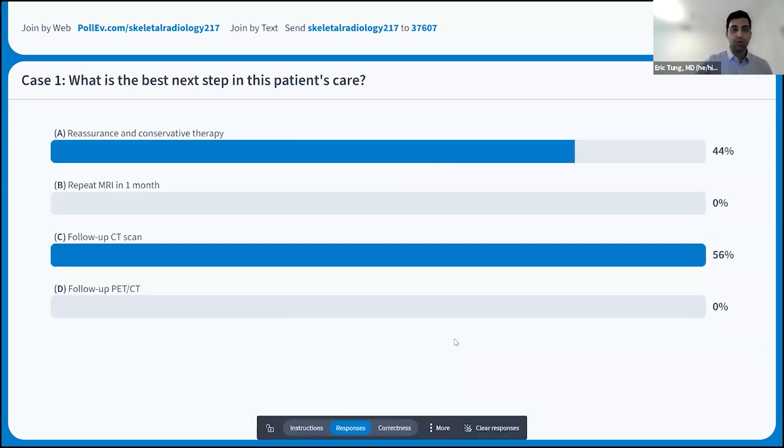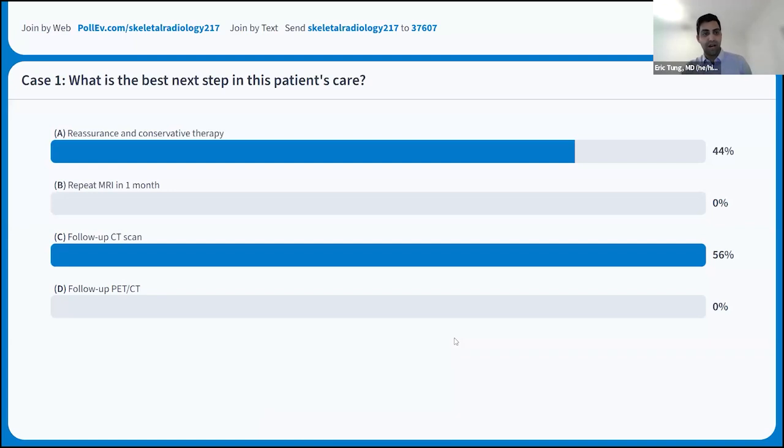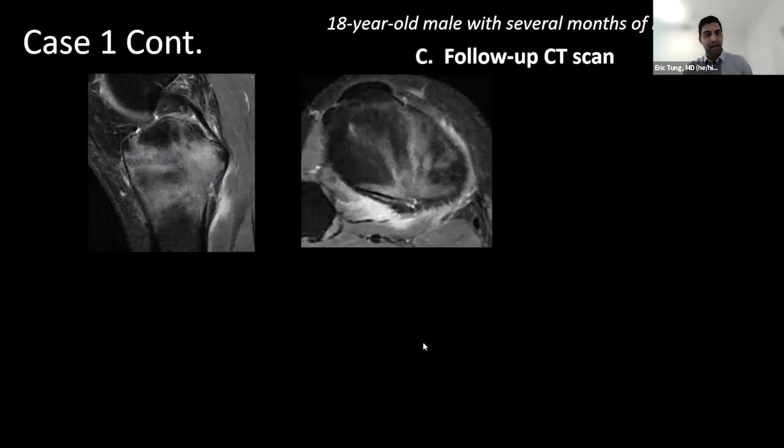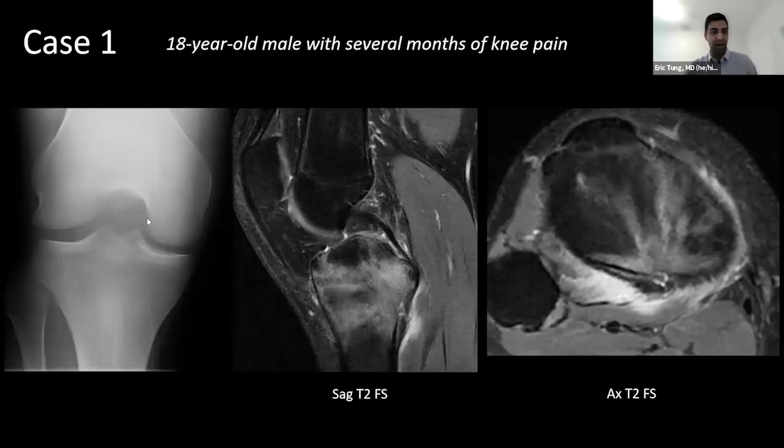Good, and I'll pause it here. So it looks like we have a mixture of people saying follow-up CT scan and reassurance with conservative therapy. When we look at this case, we've got a frontal radiograph, or this looks more like a tunnel view of the knee here, and there's really not much to see here. It's maybe some vague sclerosis if you've got those eagle eyes.